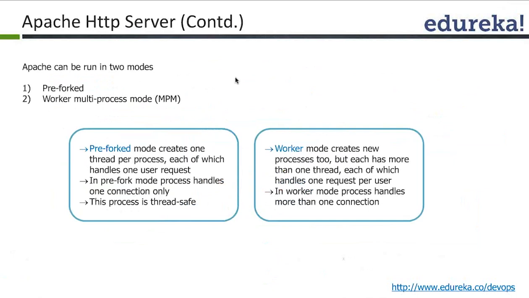Apache can run in two modes: prefork and worker multiprocessor mode. Prefork mode creates one thread per process, each of which handles one user request. In prefork mode, a process handles one connection only. This process is thread safe. Whereas worker mode creates new processes too, but each has more than one thread, each of which handles one request per user. In worker mode, a process handles more than one connection.